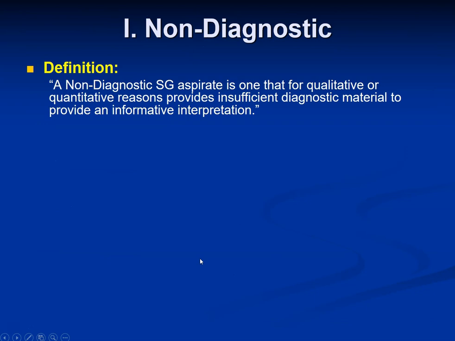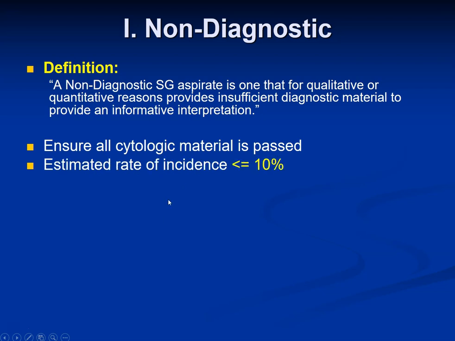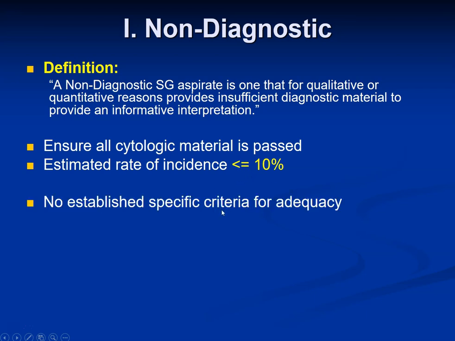So we're going to look at the categories one by one, and we'll start off with the non-diagnostic category. A non-diagnostic salivary gland aspirate is one that for qualitative or quantitative reasons provides insufficient diagnostic material to provide an informative interpretation. In order to diagnose this category, all cytologic material must be passed. There should not be any residual material that hasn't been processed for cytologic evaluation. The estimated rate of incidence should be up to 10%.